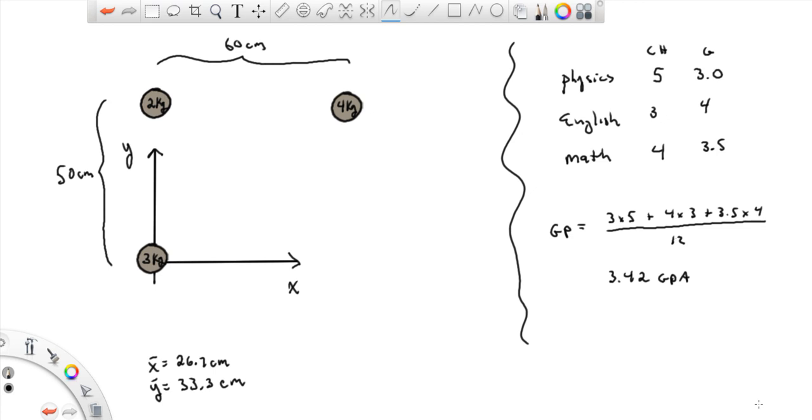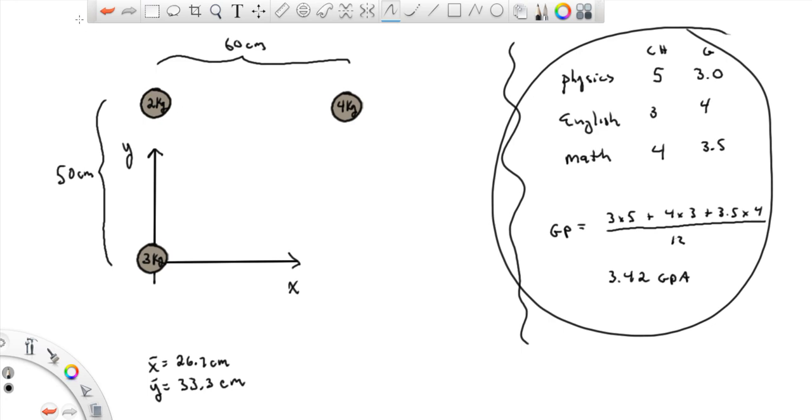I'm making this video here to help demonstrate for you how to calculate what's called a center of mass. So before we talk about center of mass, I want to talk a little bit about how your grade point is calculated if you're taking some classes. So that's what we're going to chat about over here.